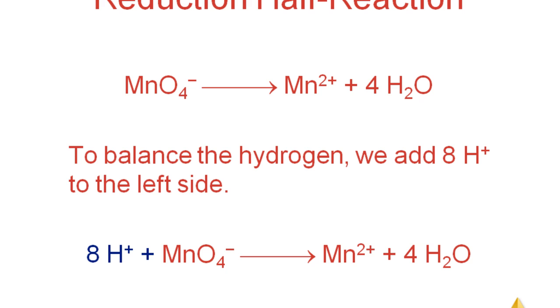Mass is balanced now, right? But charges are not. What is the total charge on the left side? 8H plus means positive 8, MnO4 minus means -1. So what is the total charge here? Positive 7. What is the total charge on the right? The only species which has a charge is Mn, +2. So the total charge is +2. Is it the same on both sides? They are not. We need to make it the same.